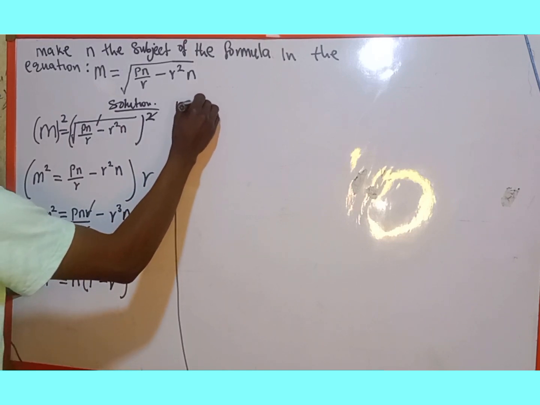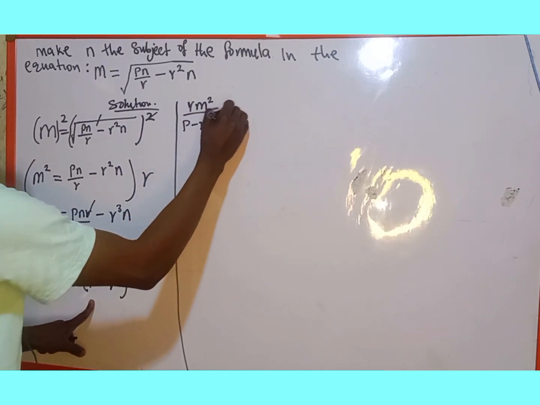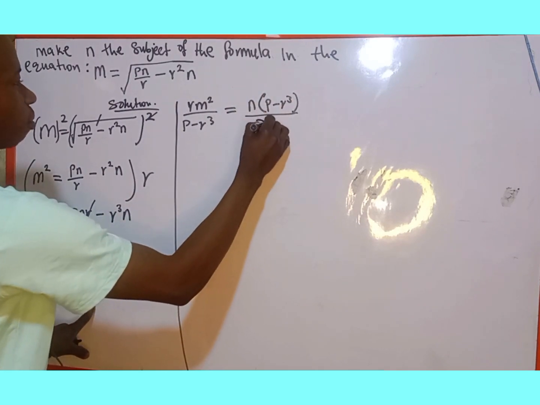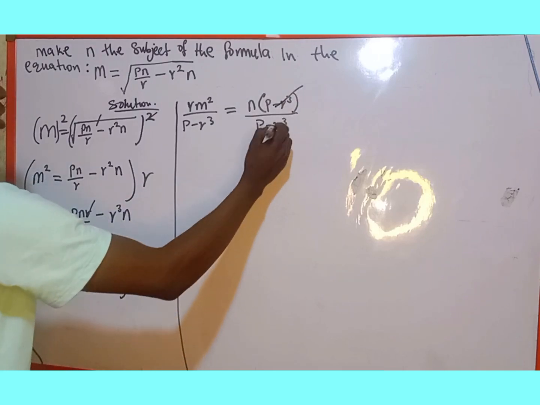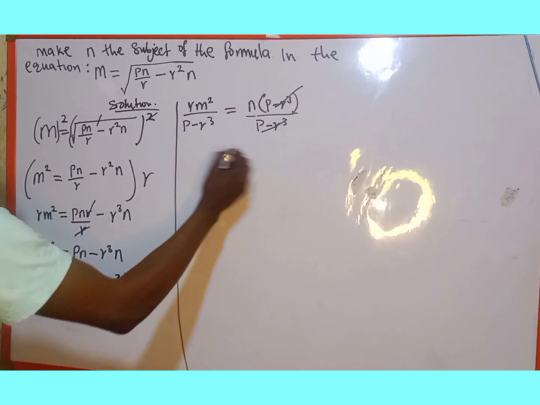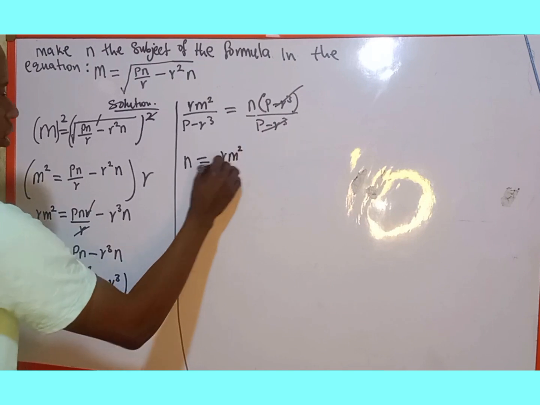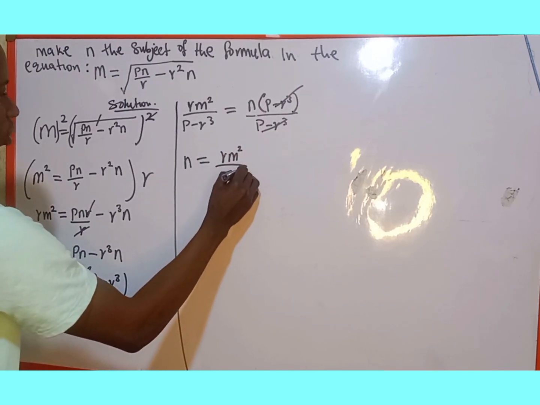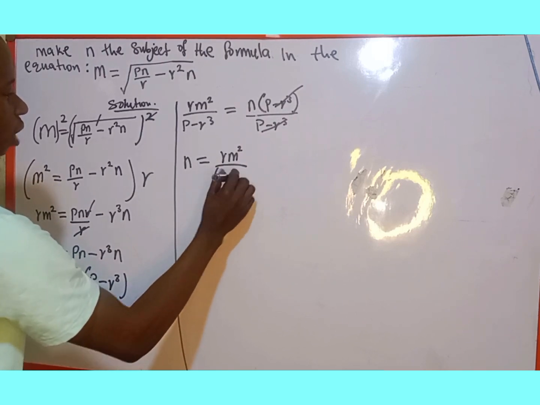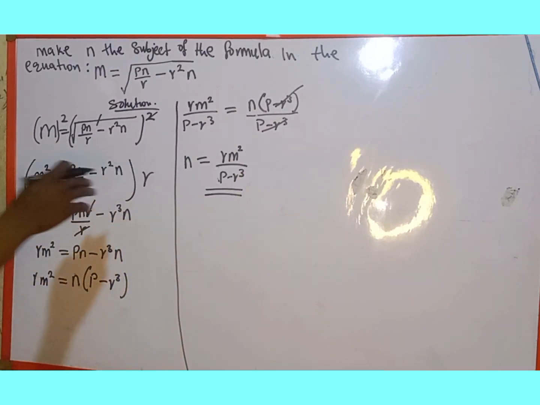So we are going to have rm squared over p minus r cubed, which is equal to n multiplied by p minus r cubed over p minus r cubed. Now this p minus r cubed will cancel this p minus r cubed, so we are left with only n on the right hand side. So therefore n will be equal to rm squared over p minus r cubed. So this is the value of n in this equation.